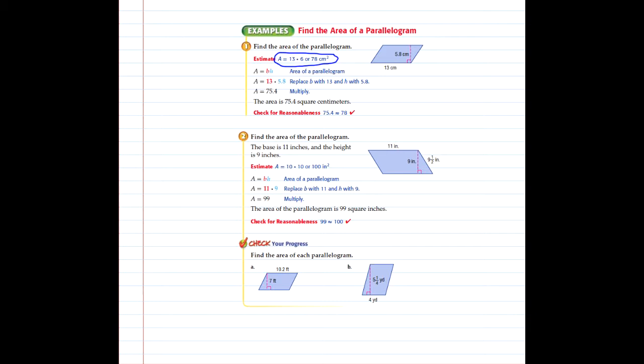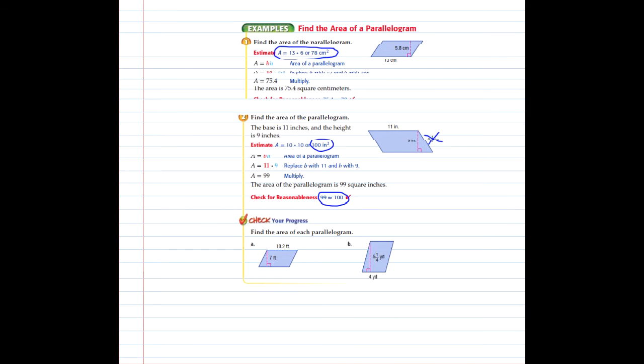In example 2, we're going to round 11 to 10 and 9.5 to 10. Actually, it's 9. This is the side. This is the mistake people make. If they make a mistake finding area of a parallelogram, they use the side instead of the height. Notice the 9 inches is perpendicular to the base, and it has endpoints on opposite sides of the parallelogram. So 10 times 10 is my estimate, which gives me 100 square inches. My actual answer is 11 times 9, which is 99. 99 and 100 obviously are in agreement, so 99 is a reasonable answer.